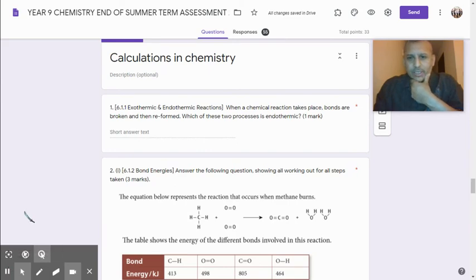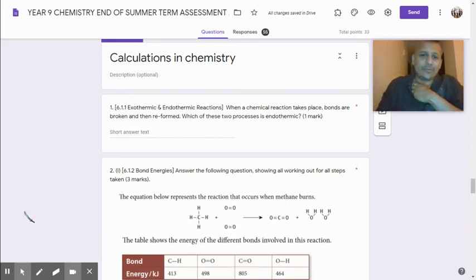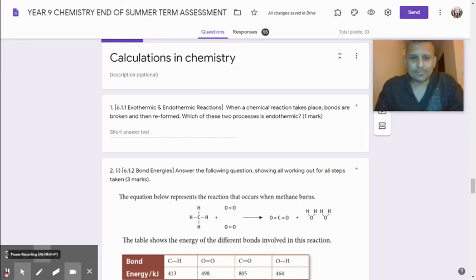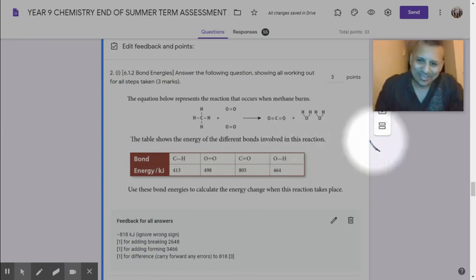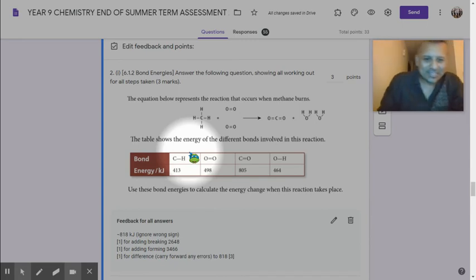Okay, the next question. When a chemical reaction takes place, bonds are broken and then reformed. Which of these two processes is endothermic? So we'll think back to the question that we had before. Whenever you break bonds, you're actually putting energy into your reaction. So that process is the endothermic one. Bond breaking. Okay, so bond energies was actually the theme, and it's quite cool because this looks like 007, this little spotlight there, but I digress.